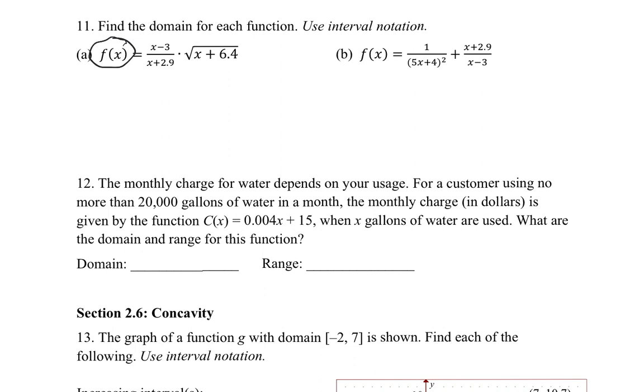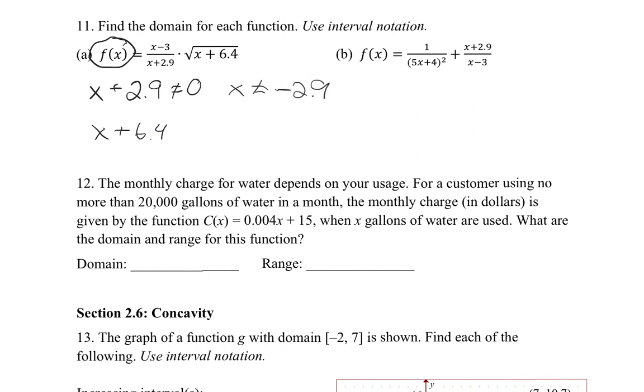So first, if we look at the denominator of the fraction, we see that we have x plus 2.9. So like I said, we can't divide by 0, so that means that x plus 2.9 can't equal 0. If we solve this for x, we'll get that x can't equal negative 2.9. Okay? Next, if we look under the square root, we have x plus 6.4.